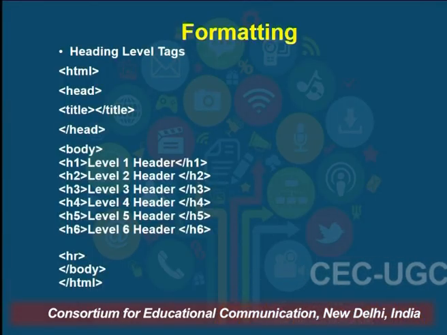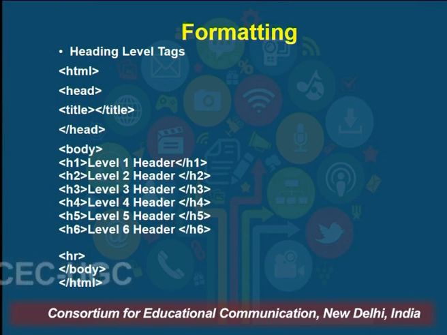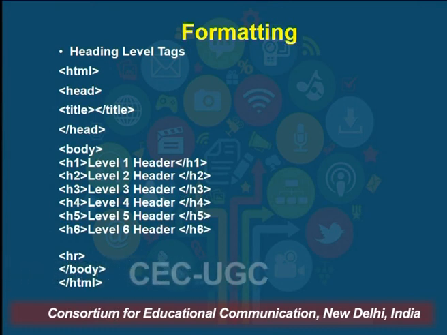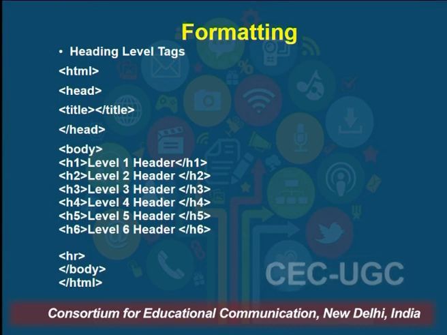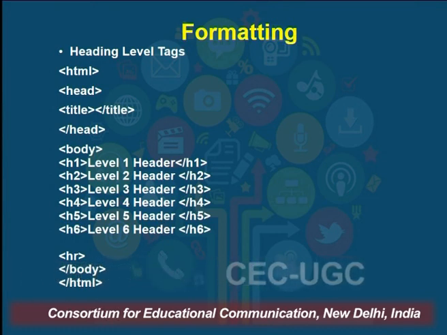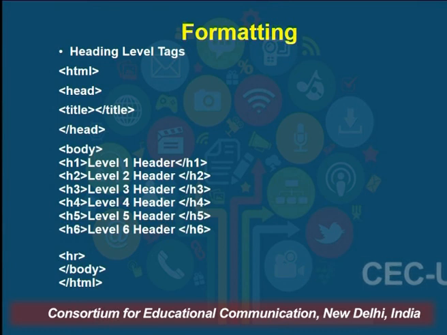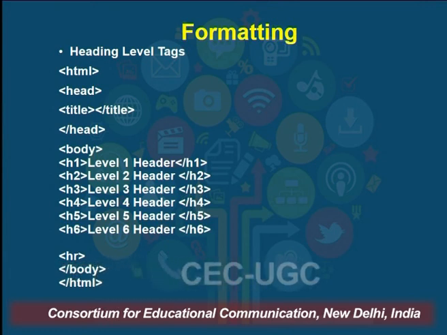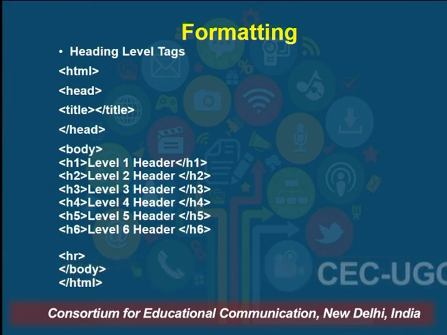In heading level tags, basically we have 6 tags. These are 6 levels, level 1 to level 6, and these tags are known as the H tags. So you have H1 to H6, where H1 is the largest and H6 is the smallest, right? And you can also see after the H6 tag I have written the HR tag. The HR tag is used for drawing a horizontal rule, a horizontal line on your page.